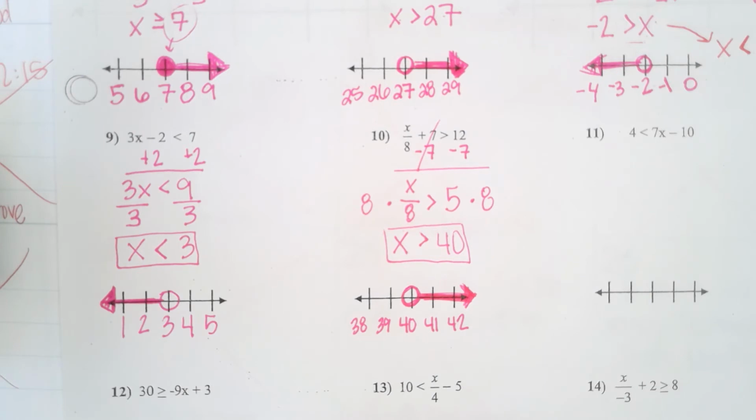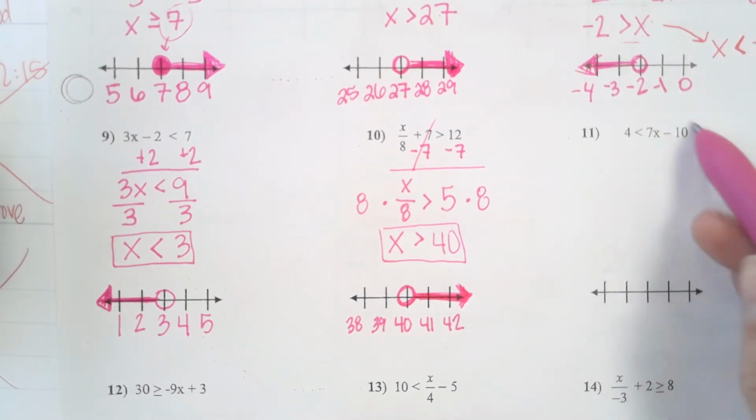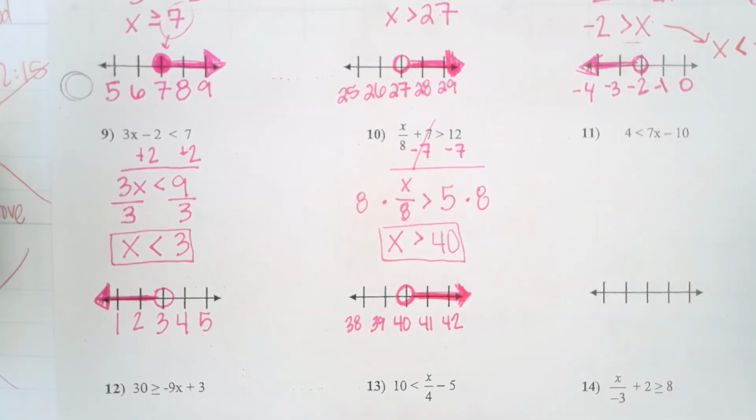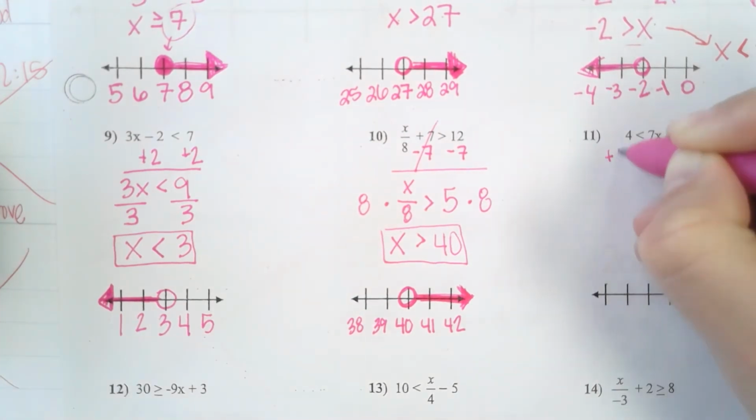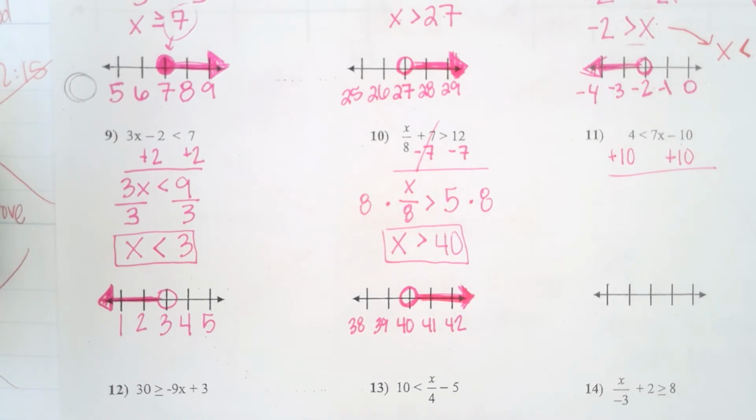All right, one more, then I'll have you guys try 3 on your own. So next one, the first thing I need to do is move that constant over to the other side that's on the same side as x. So I need to move this minus 10. Since it's subtracting 10, the opposite of subtracting 10 is adding 10. So I'm going to add 10 to both sides.